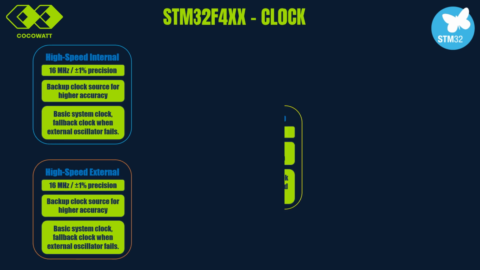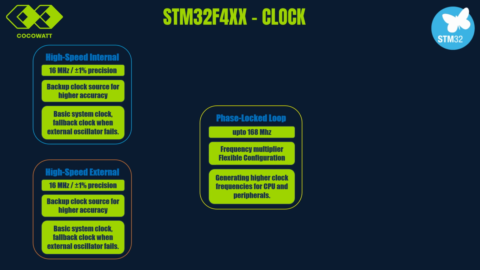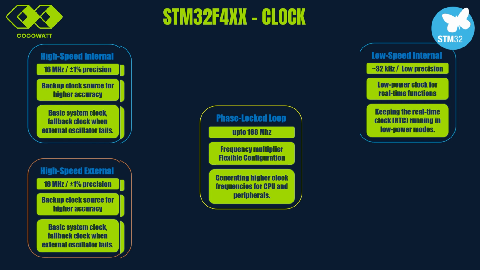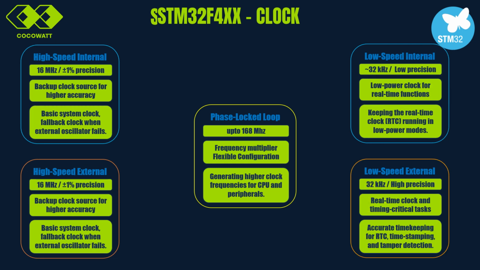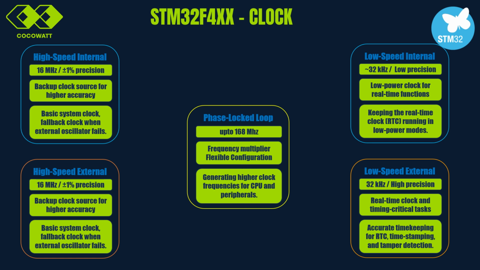Then there's the PLL, or Phase-Locked Loop. The PLL can multiply the frequency of other clock sources to generate higher frequencies up to 168 MHz. For low-power applications, this STM32 includes the LSI, or Low-Speed Internal Oscillator, which runs at 32 kHz. There's also the LSE, or Low-Speed External Oscillator, which uses an external 32 kHz crystal. This is often used for the real-time clock, RTC, and other timing-critical tasks.